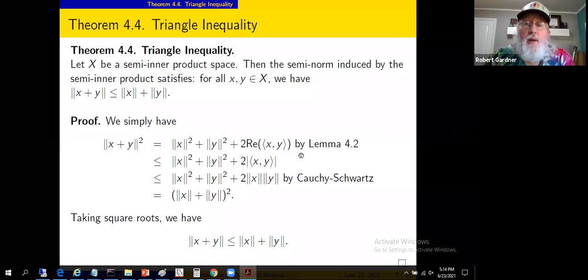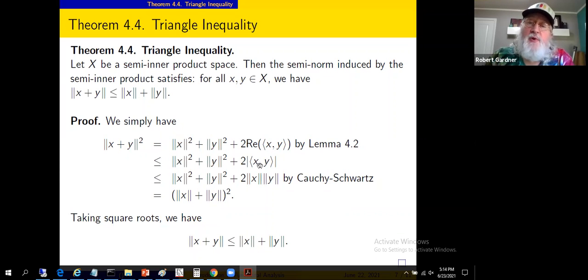We know the real part of the inner product is less than or equal to the modulus of that complex number. The real part is always less than or equal to the modulus. The modulus is the square root of the real part squared plus the imaginary part squared. In fact, we get equality here if and only if the imaginary part is 0. But properties of complex numbers: real part less than or equal to modulus of that complex number. The complex number is the inner product itself. So a little property from introductory elementary complex variables.